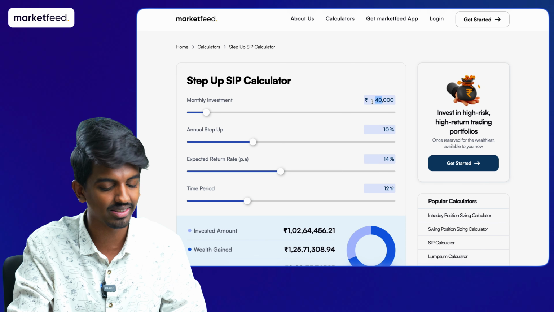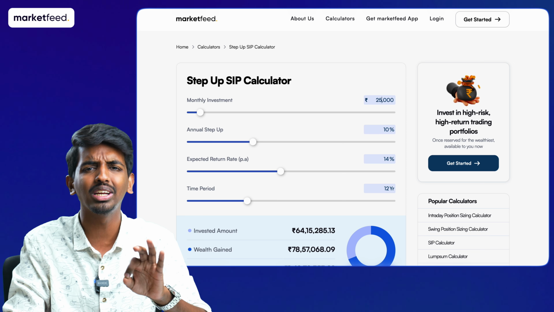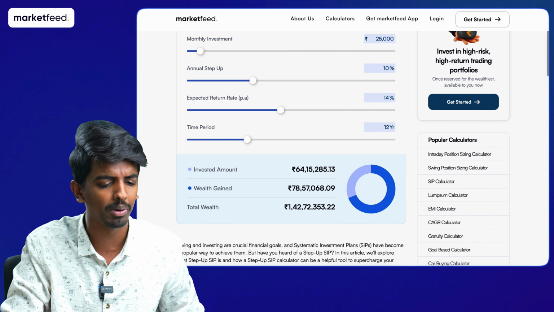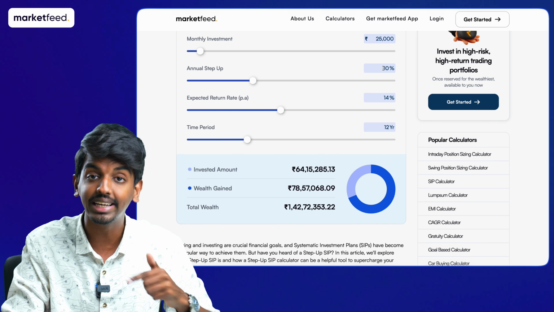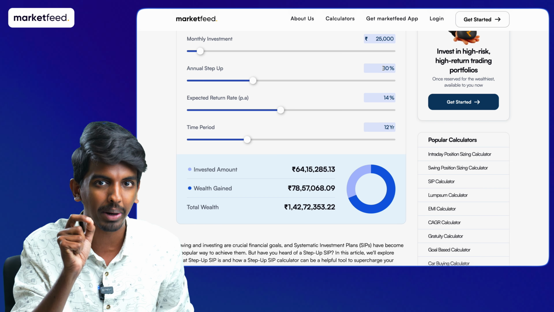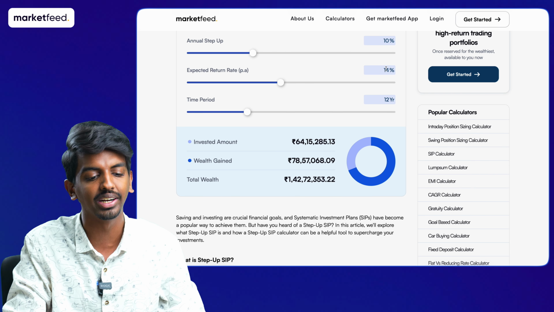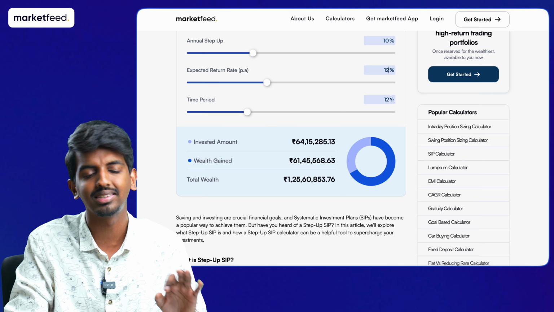Currently, let's assume that you're a 27-year-old and you're investing into the market through the SIP route every single month, and that you're increasing this investment every year. Let's get to the step up SIP calculator to see how this investment journey will play out for you. Let's assume you're earning a decent salary now, putting in 25,000 rupees every single month into a mutual fund, increasing that amount every single year by 10%, and expecting a conservative return of, let's say, 12%.